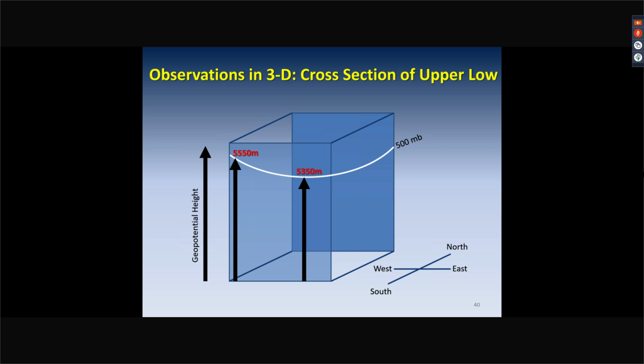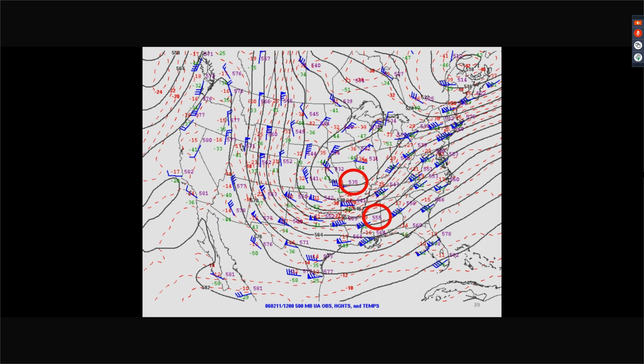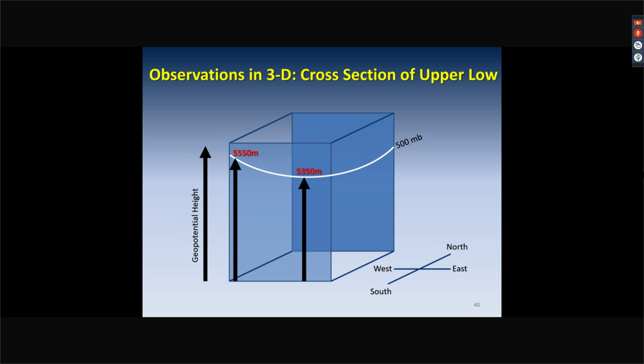All right, so I'm going to go back to that previous map. And again, see where the 535 is towards the center of the low. That means it's lower in the atmosphere than the 555. And then I'll go to the cross section of that. And that upper low is kind of in the shape of a bowl.